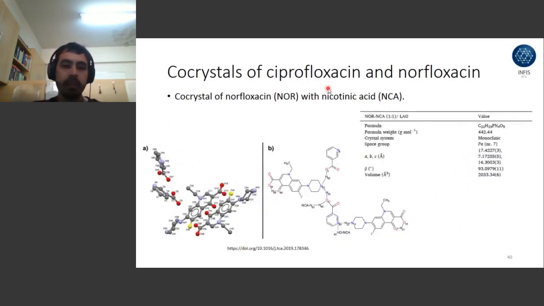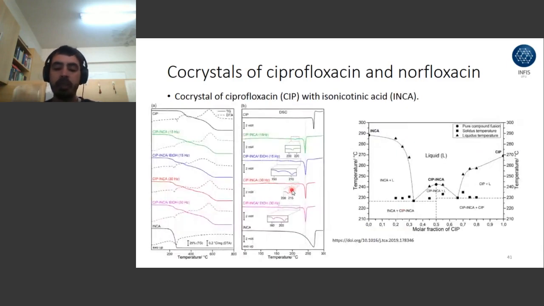In this case, we are also able to solve the structure of the cocrystal that we obtained. And this is not always possible, because in this kind of synthesis, we obtain samples in a powder format, which means that solving a structure by powder diffraction is really difficult. It's not an easy task. In this case, we were able to. In this next and final example, we were not able to.